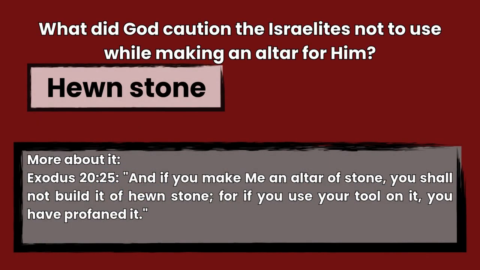The answer is hewn stone, Exodus 20:25. And if you make me an altar of stone, you shall not build it of hewn stone, for if you use your tool on it, you have profaned it.